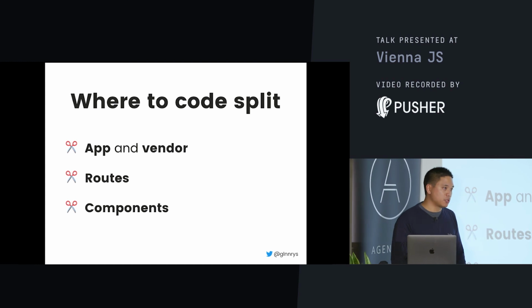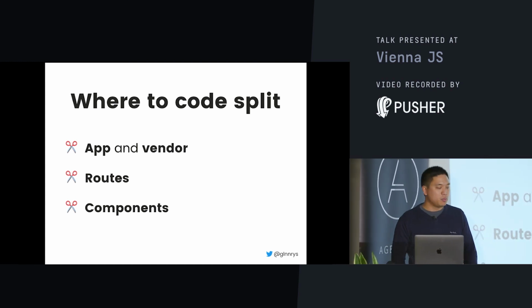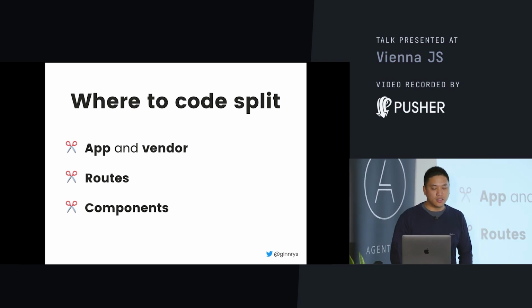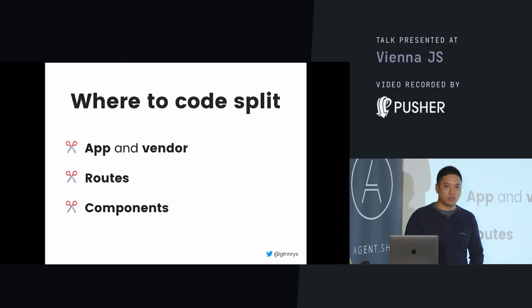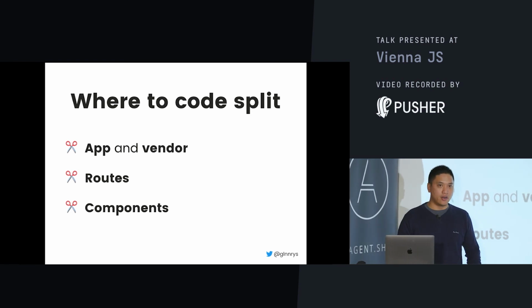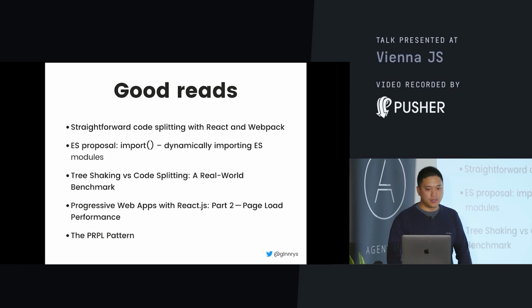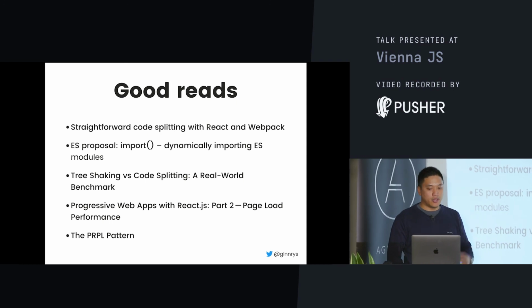So to sum up, we code split app and vendor code for long-term caching, split at route level asynchronously to load only the code that is needed for the page, and also split at component level to lazily load parts of the page as the user scrolls in or as the user interacts. These are the nice good reads. If you're interested in code splitting benchmarks and loading performance, definitely check them out.